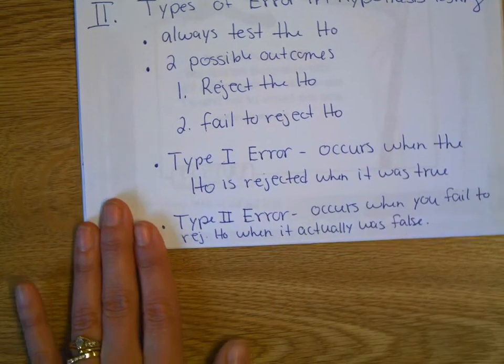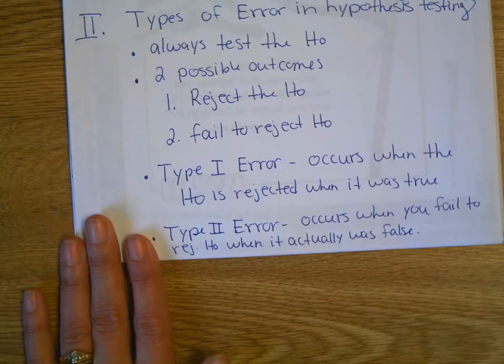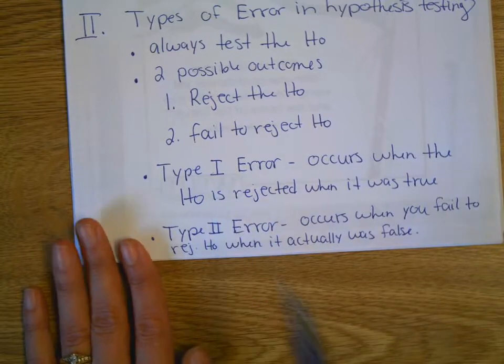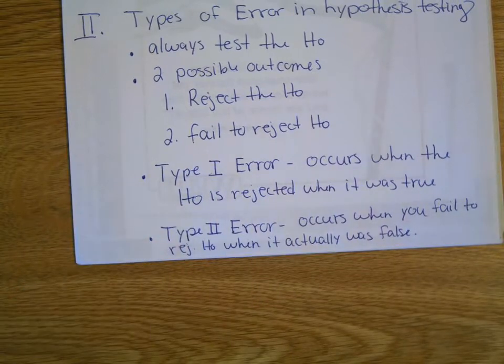So there's your type 1 and type 2. When you make your conclusion, reject the null or fail to reject the null, and it was a wrong conclusion, they're called type 1 and type 2. So when you get to these problems in the homework, they're pretty much just definitions. But I'm going to take you through one.